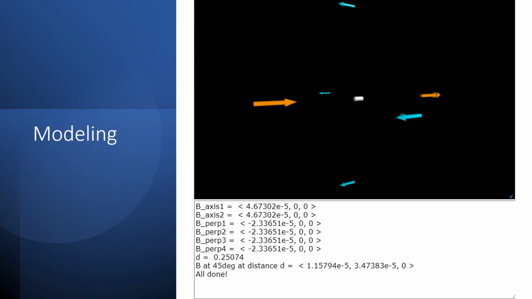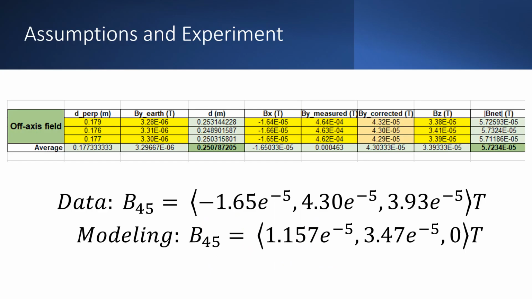Knowing that, we were able to see that the magnetic field 45 degrees at distance d, which is equal to 0.2507, is equal to 1.15e-5 in the x direction, 3.47e-5 in the y direction, and 0 in the z direction. This was also calculated experimentally, and the two results will be compared. The data that was found during the experiment showed that the magnetic field 45 degrees away was -1.65e-5, 4.3e-5, and 3.93e-5 Teslas.